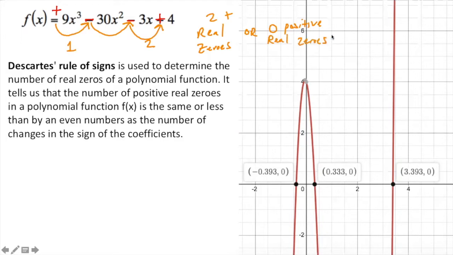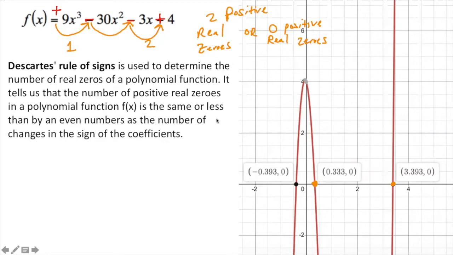Now, due to the luxury of technology, we can see here that we actually have 2 positive real zeros, not none. We have 0.333, that's positive, so that's this one. And we have 3.393, that's this one, okay? So that did tell us, that was confirmatory, that we have 2 positive real zeros. Okay, instead of plus here, that could be confusing. Let me write out the word positive.